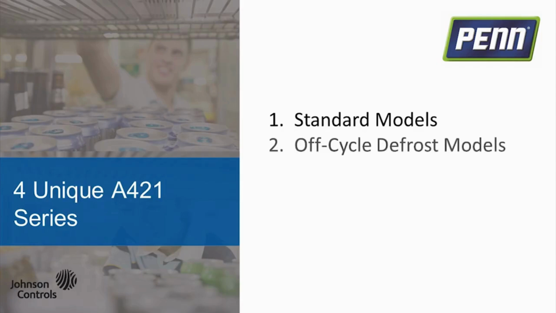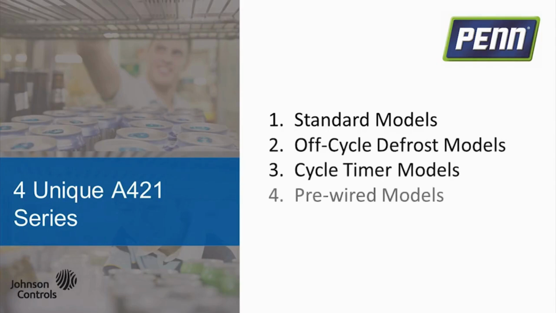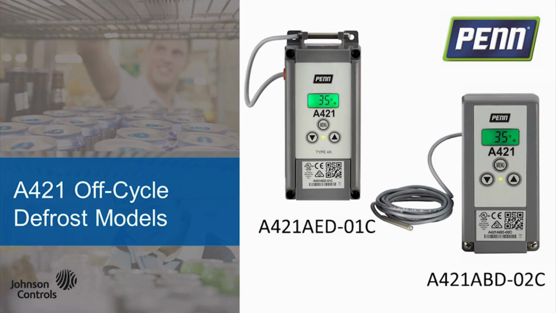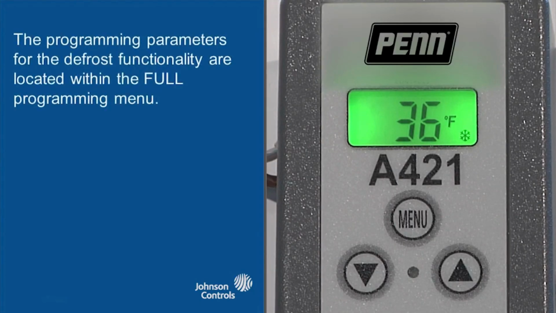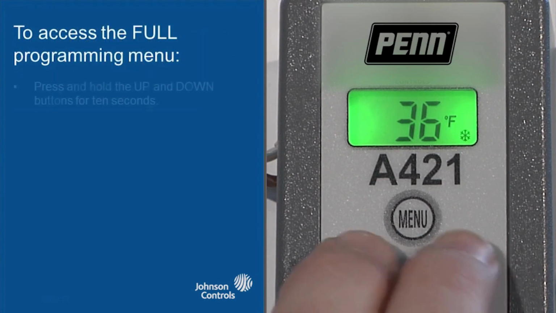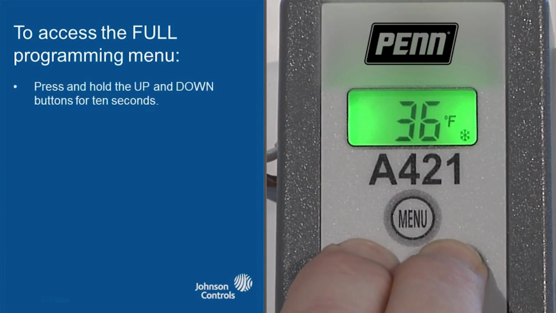There are 4 unique series within the A421 family of electronic temperature controls. The models with the off-cycle defrost are identified as A421 ABD and A421 AED. The other 3 series will be covered in later videos. The programming parameters for the defrost functionality are located within the full programming menu. To access the full programming menu, press and hold the up and down buttons for 10 seconds.